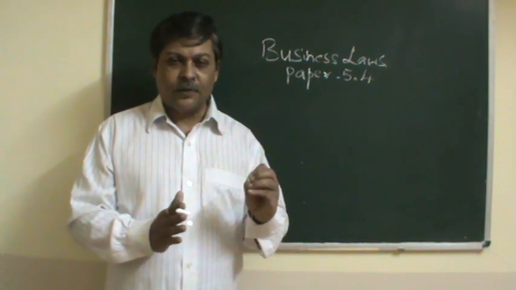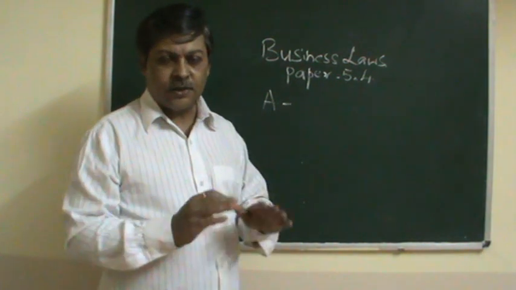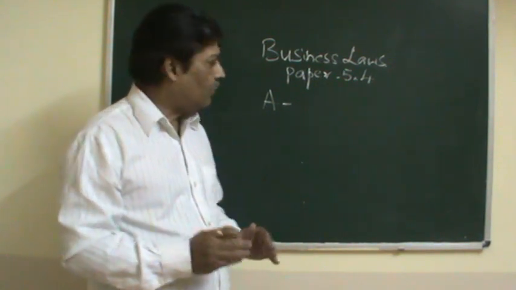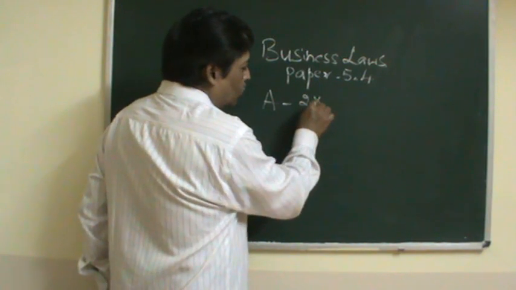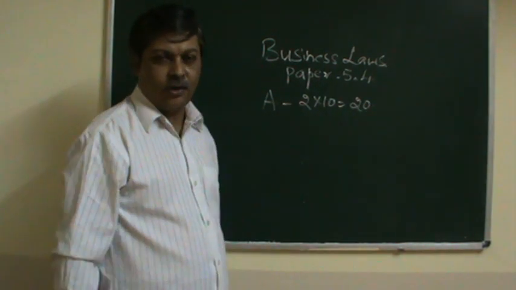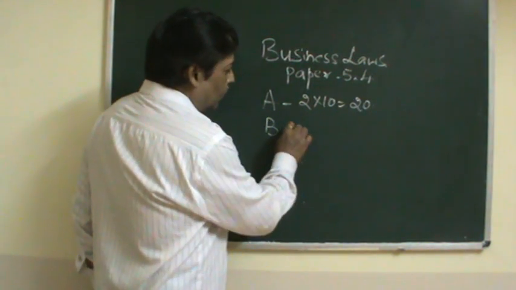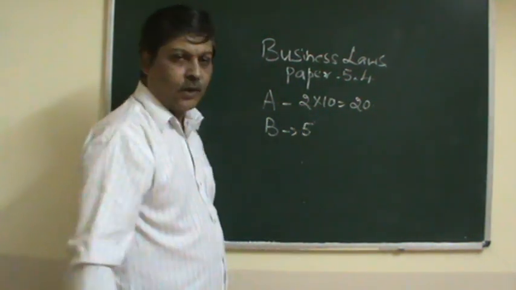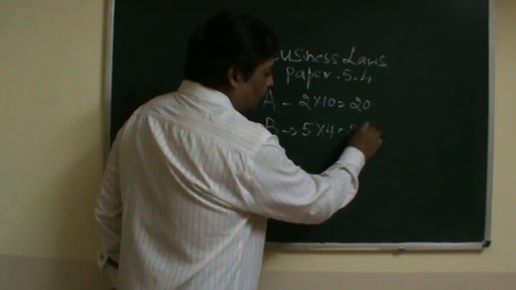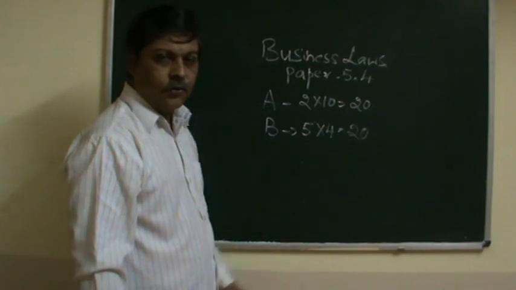In the first section, Section A, you will have 10 questions to answer out of 12. Each question carries 2 marks, so 2 into 10 is 20 marks. In Section B, you will have questions carrying 5 marks and you have to answer 4 questions. That is 5 marks, 4 questions, 20 marks.